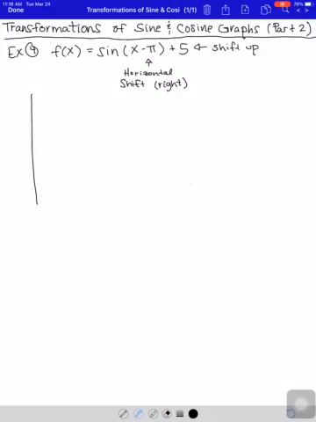All right, let's go ahead and start to draw this. I gave myself so much room up here above the x-axis because I know that I'm going to have to shift up 5 units. In fact, I'm going to go ahead and label 5 here on my y-axis.